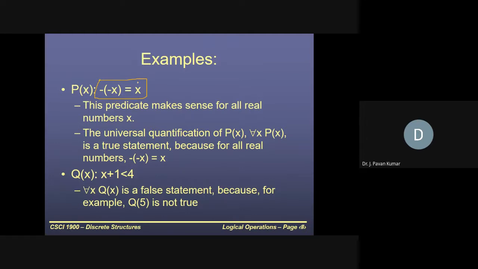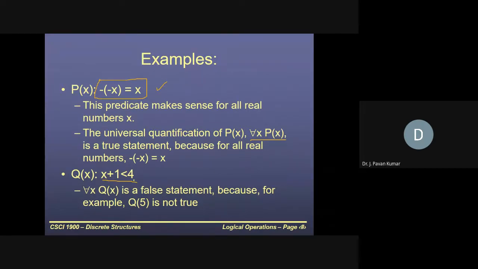Yes or no? For all the values of x, you can put 1, 2, 3, 4, or 1.1, 1.2, anything you put as the value of x, minus of minus x will be x. So for all the values of x, this is true, right? So how will we denote that? By using for all x, P of x. That is the use of the universal quantifier. Clear?